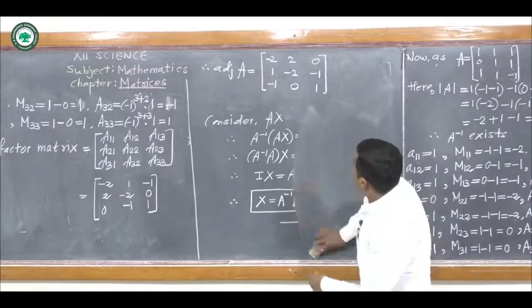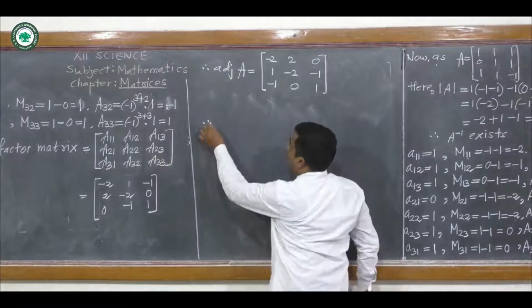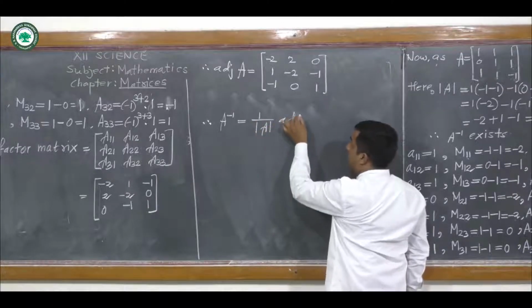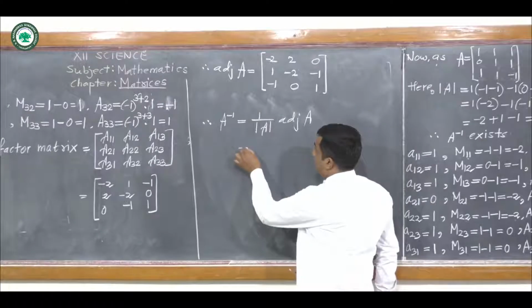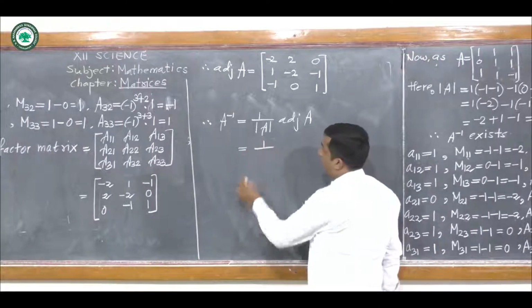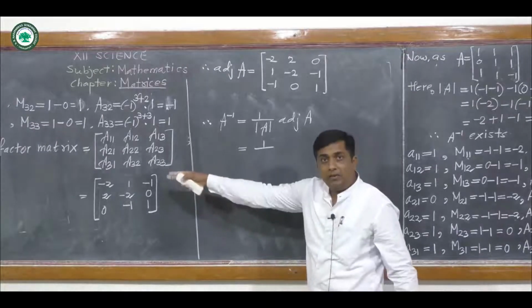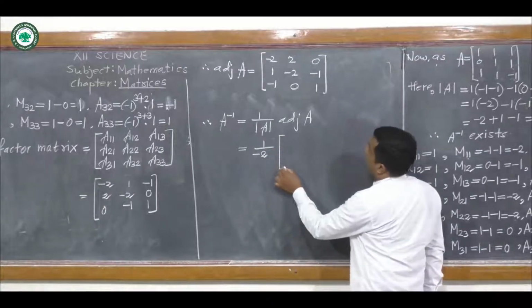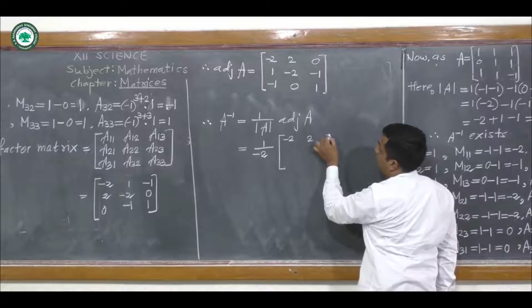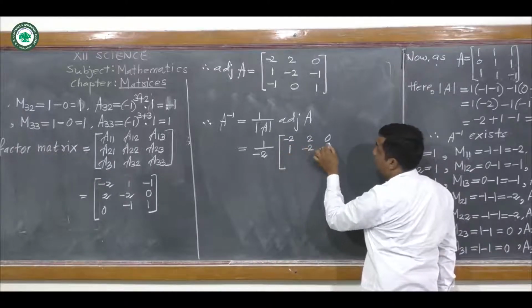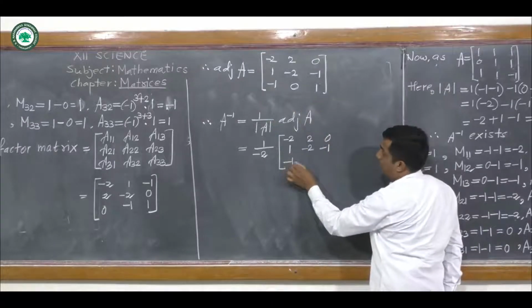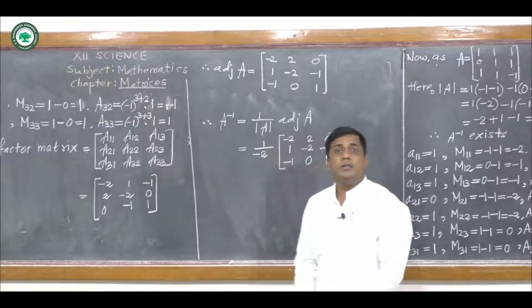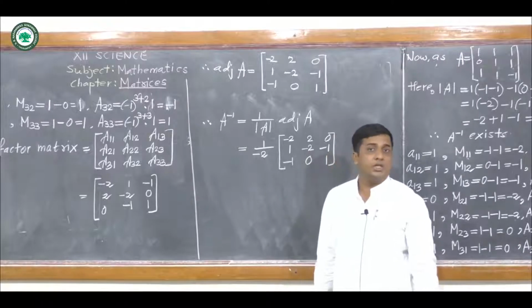Okay, so here A inverse is equal to 1 upon determinant of A into adjoint of A. We calculate determinant of A first, and this is minus 2. Then adjoint of A is the matrix with elements minus 2, 2, 0, then 1, minus 2, minus 1, and for the last row minus 1, 0, 1. So by using this inverse, we find the solution of the given equations.